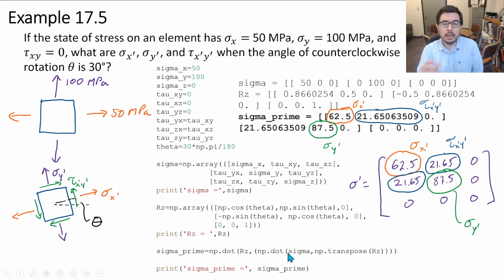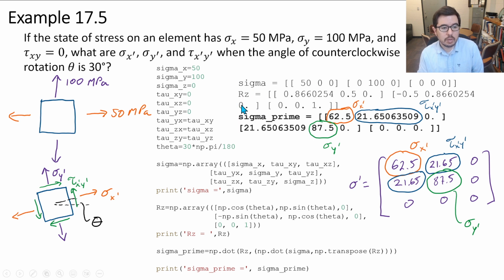That's Python. If you use multiply in Python, that is element by element multiplication, and we really want to use the dot product function. So for example, this is saying sigma dotted with the transpose of RZ. That's what this NP dot is doing, and then this is dotting RZ with the result of that intermediate matrix. And so then what we get is this sigma prime. This is what gets spit out.